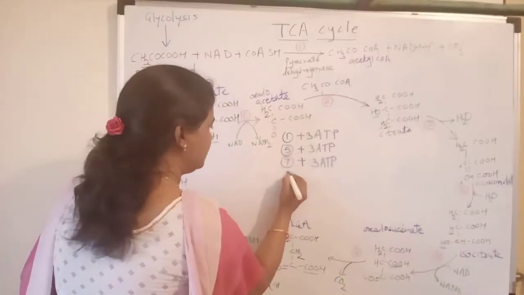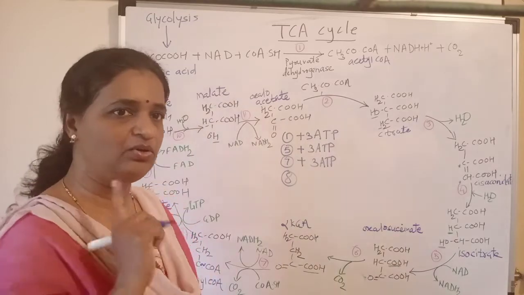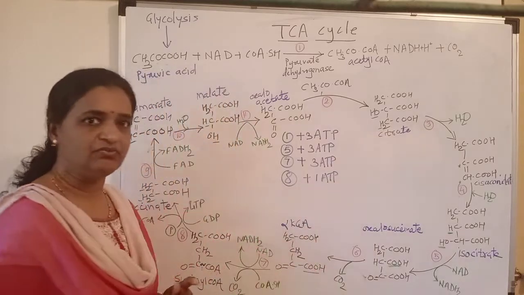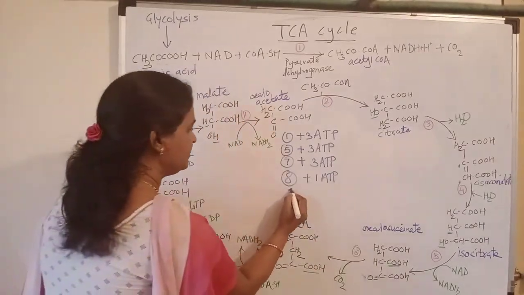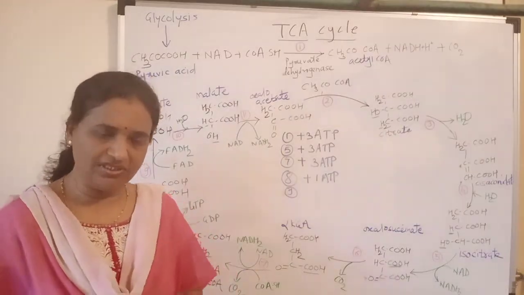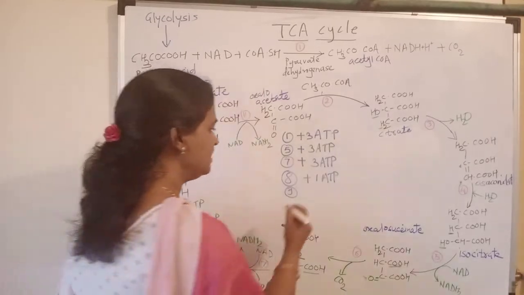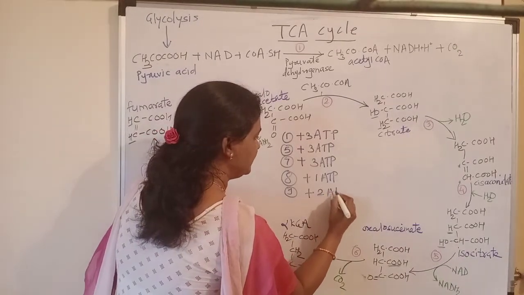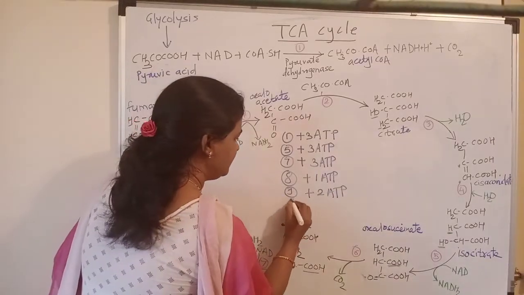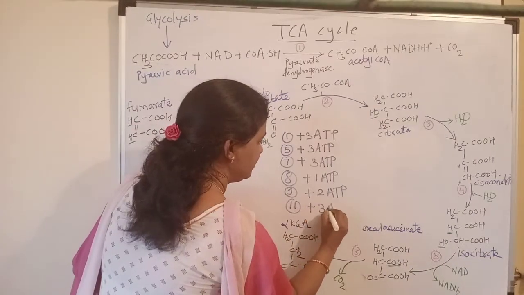Then the next one is the 8th reaction. In the 8th reaction there is release of 1 GTP. Here GTP is equivalent to 1 ATP. So the net gain of ATP in that particular reaction is 1 ATP. Then reaction number 9. In reaction number 9, 1 FADH2 was released. From 1 FADH2, when it passes through the electron transport chain, it will give 2 ATP. So there is a gain of 2 ATP in the 9th reaction. Then reaction number 11. At reaction number 11, there is release of 1 NADH2, so ultimately it will give 3 ATP molecules.